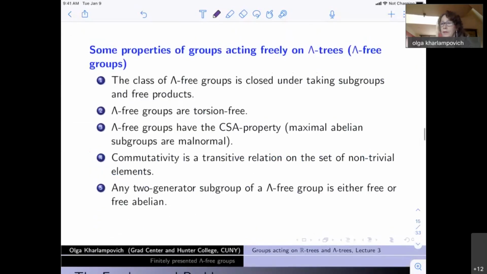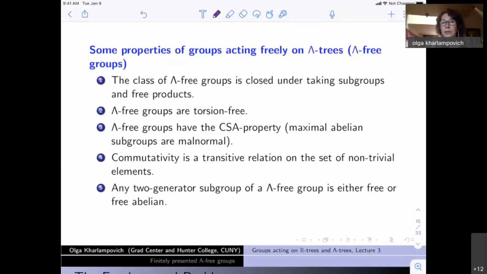And now, in the time which I have, I'd like to talk about arbitrary lambda trees and our results on lambda trees. So these are some properties of groups acting freely on lambda trees. Lambda is an arbitrary free abelian group, just lambda. We only talk about free actions because stability and so on becomes too complicated when you don't know lambda, when all you know is that it is just some other abelian group.